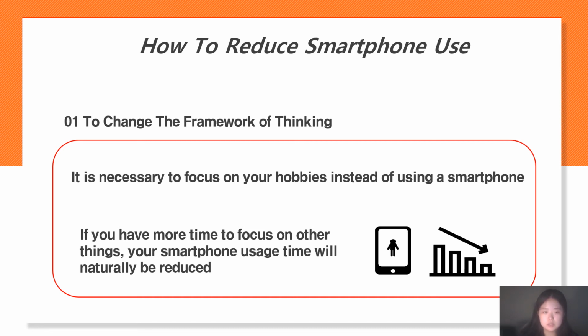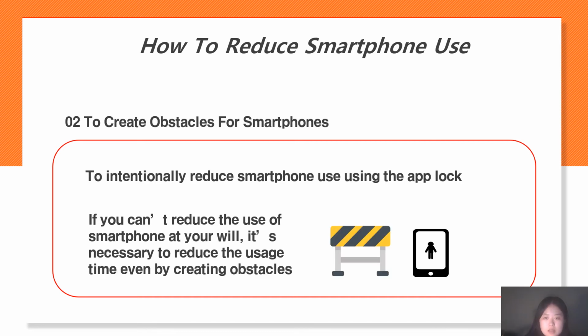If you have more time to focus on other things, your smartphone usage time will naturally be reduced. The second way to reduce smartphone use is to create obstacles for smartphones. This is a way to intentionally reduce smartphone use using the app lock. If you can reduce the use of smartphones at your will, it's necessary to reduce the usage time even by creating obstacles.